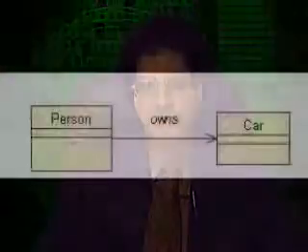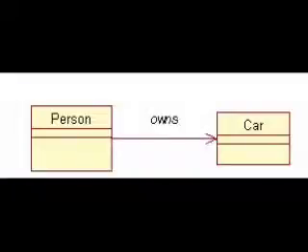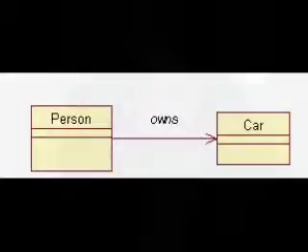Consider an example. A person owns a car. The instance of a Person class can answer questions like, how many cars do you own? What color is your car? And so on. These are the responsibilities of the Person class in specification view. This is due to the navigability from Person to Car classes.